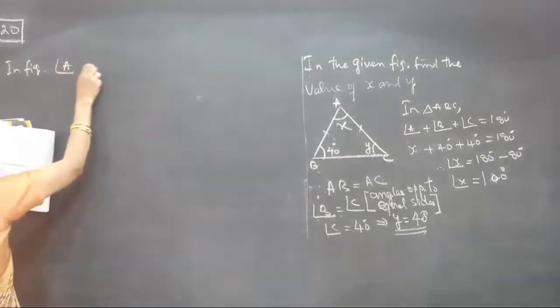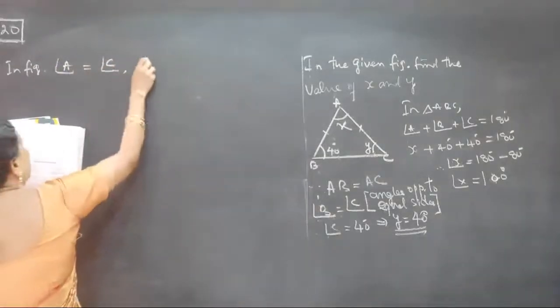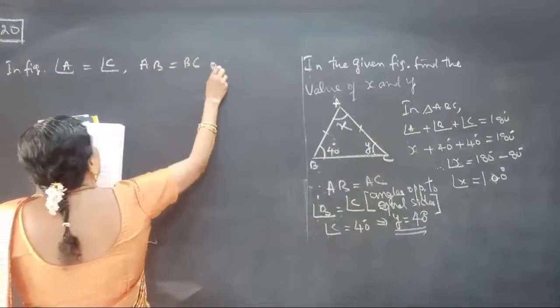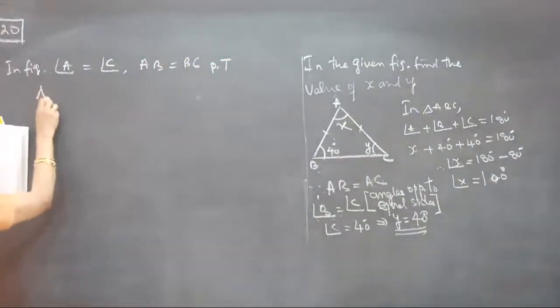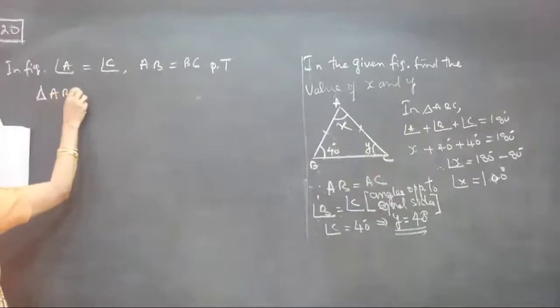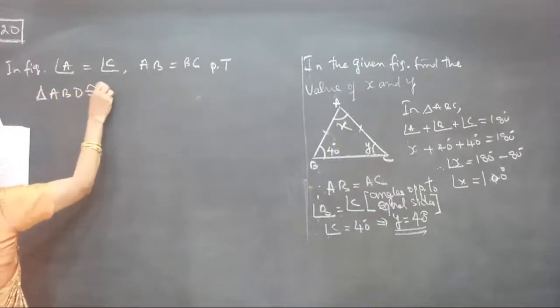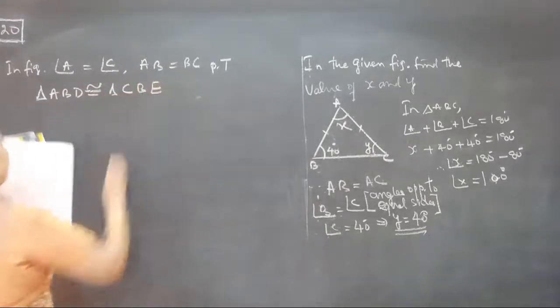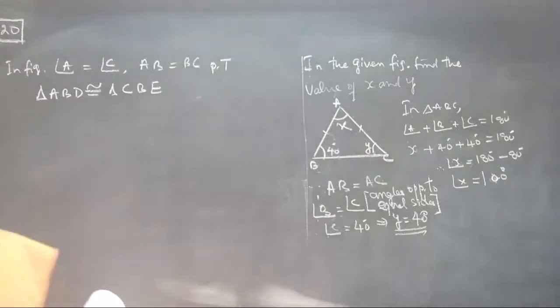In figure, angle A equals angle C, AB equals BC. Prove that triangle ABD is congruent to triangle CBE. In figure, angle A equals angle C, AB equals BC. We have to prove ABD triangle congruent to triangle CBE.